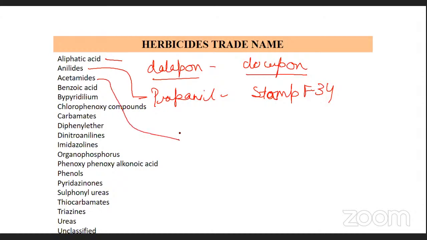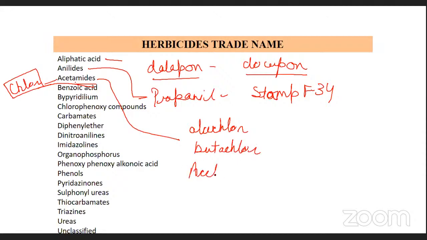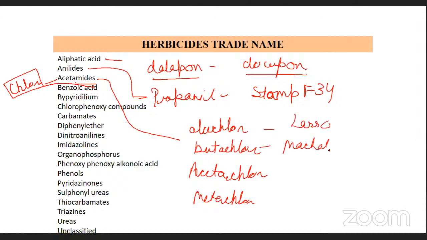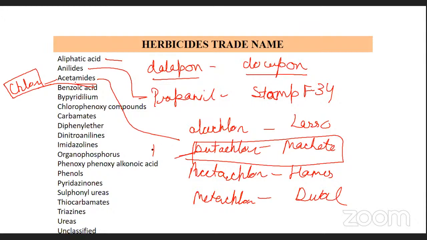F34. Then we have acetamides, and in acetamides over here, "chlor" will be there, because they are also known as chloroacetamides. That's why the "chlor" suffix is usually there in the acetamides. Examples are alachlor, butachlor, acetochlor, and metolachlor. The trade name of alachlor is Lasso, butachlor Machete, acetochlor Harness, and metolachlor Dual. Okay. And this butachlor you have to remember, because butachlor is usually used in rice as a pre-emergent.